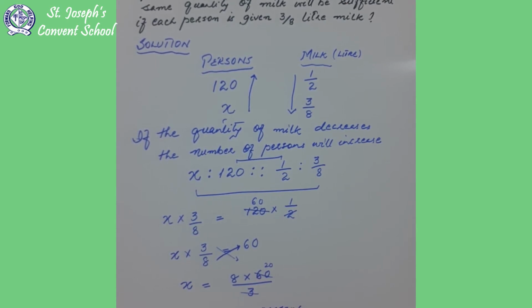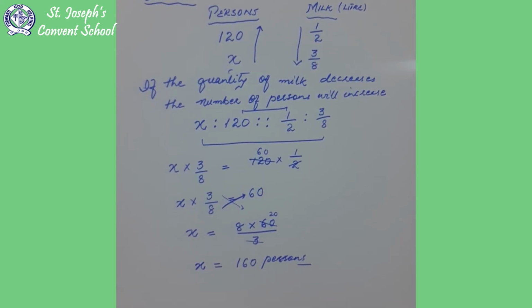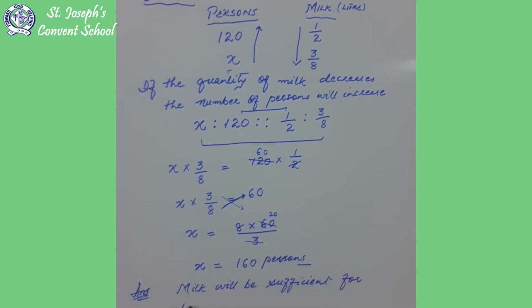So the same quantity of milk will be sufficient for 160 persons. Okay. So this you will write as a statement in the answer: milk will be sufficient for 160 persons.